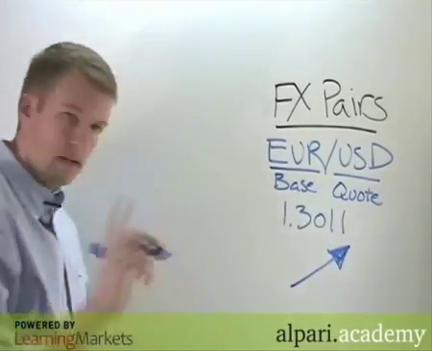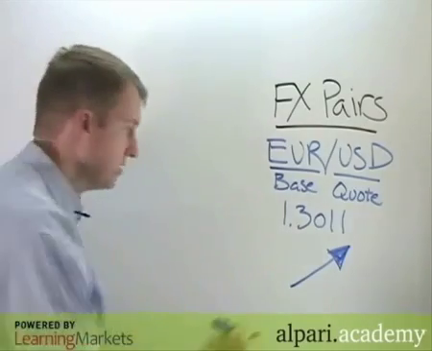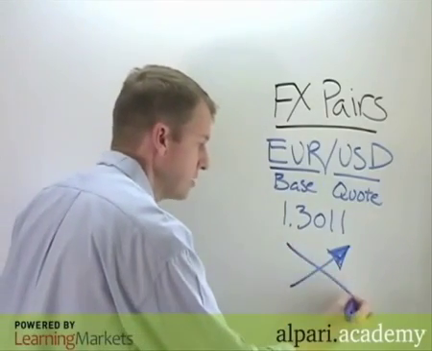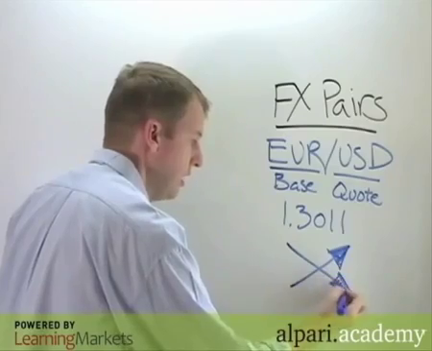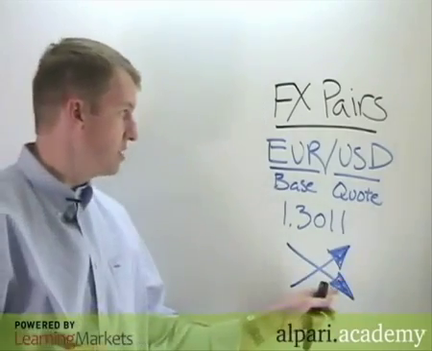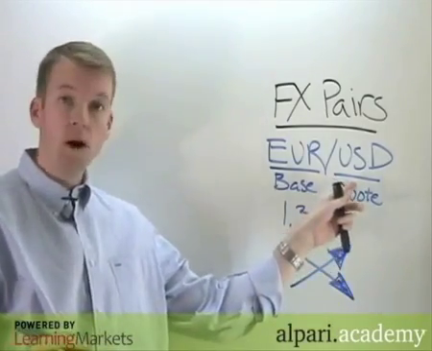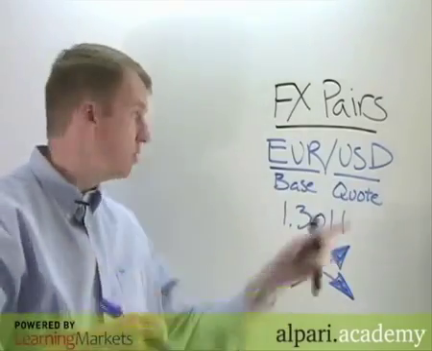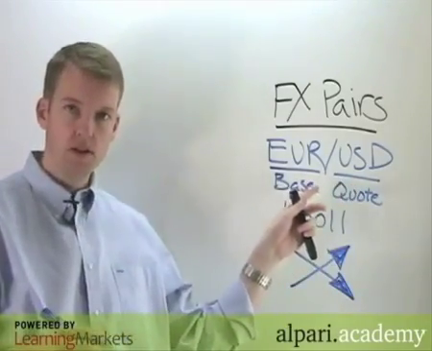Now, the exchange rates go both ways, obviously. So if the exchange rate starts to fall, if this currency pair starts to fall, essentially what we're saying is that it's going to require fewer dollars to buy a euro. So the dollar is getting stronger compared to the euro.